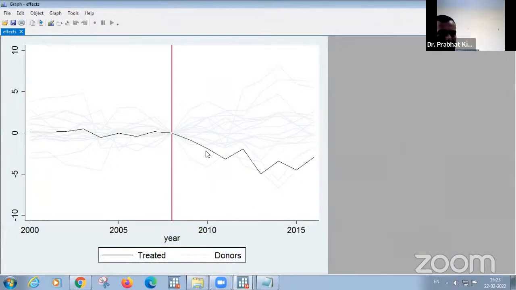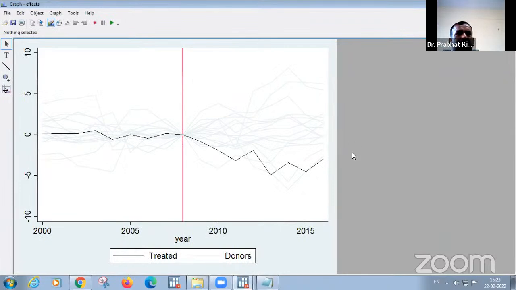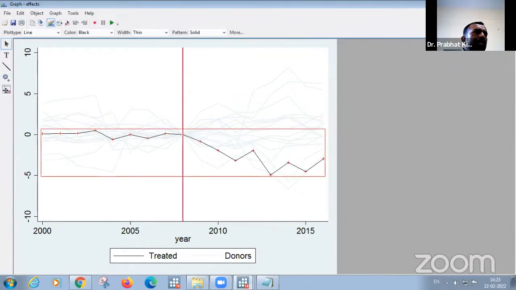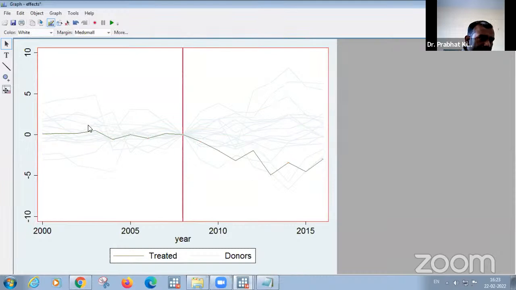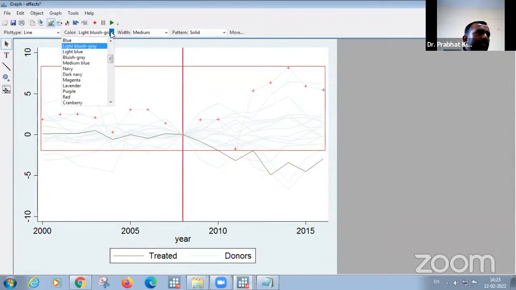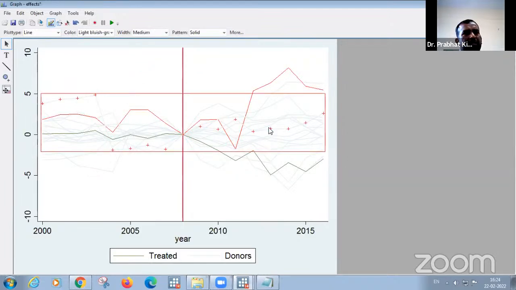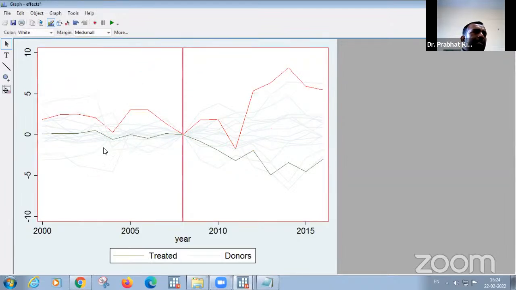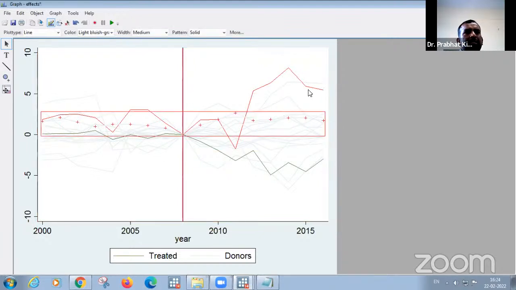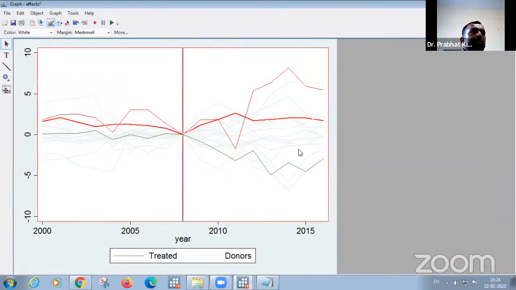So you can do it directly here, and here also you can just edit it. But it has created one line for each state. It is done as a placebo for every state which we included in our model.